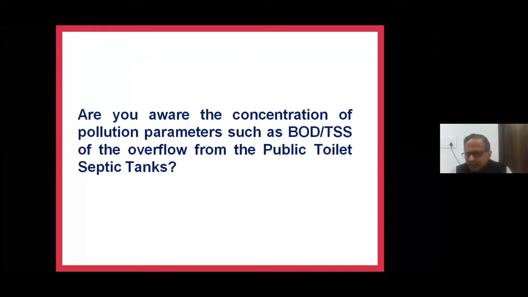In the absence of an underground drainage system, generally we go for the septic tank, or what we call the on-site containment system. Definitely, an on-site containment system will give some sort of reduction in the pollution load. But if an on-site containment system, especially a public toilet where the footfall is very high, is not designed or operated properly, what will be the implication?